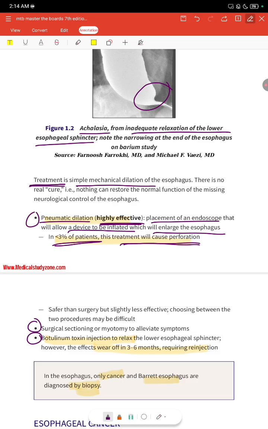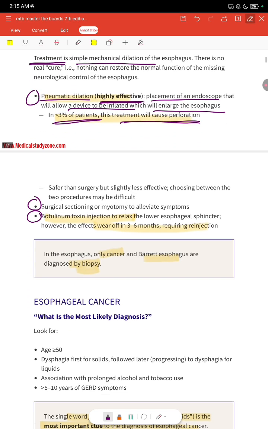So what is pneumatic dilation? It is basically placement of an endoscope that will allow a device to be inflated. So it's a kind of enlargement of the esophagus by the help of inflation via a device through the placement of an endoscope. It is safer than surgery but slightly less effective. That's the reason that choosing between the two procedures may be difficult.